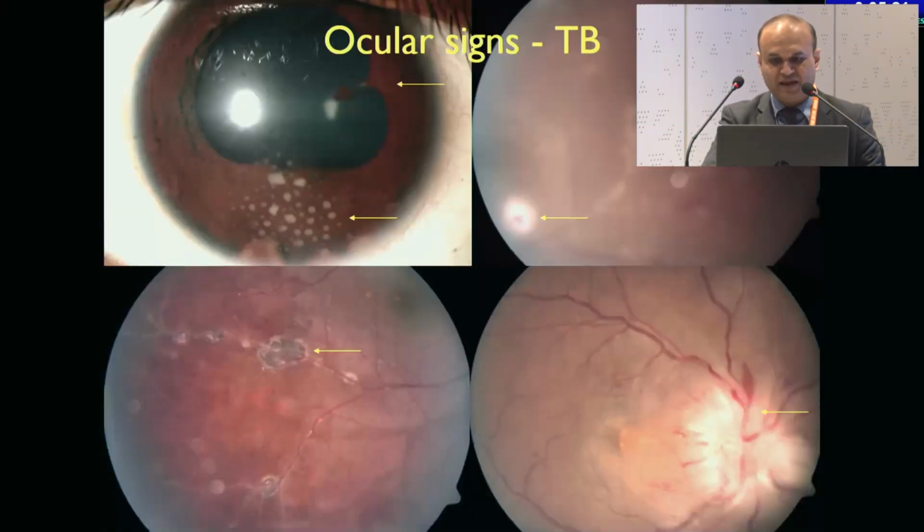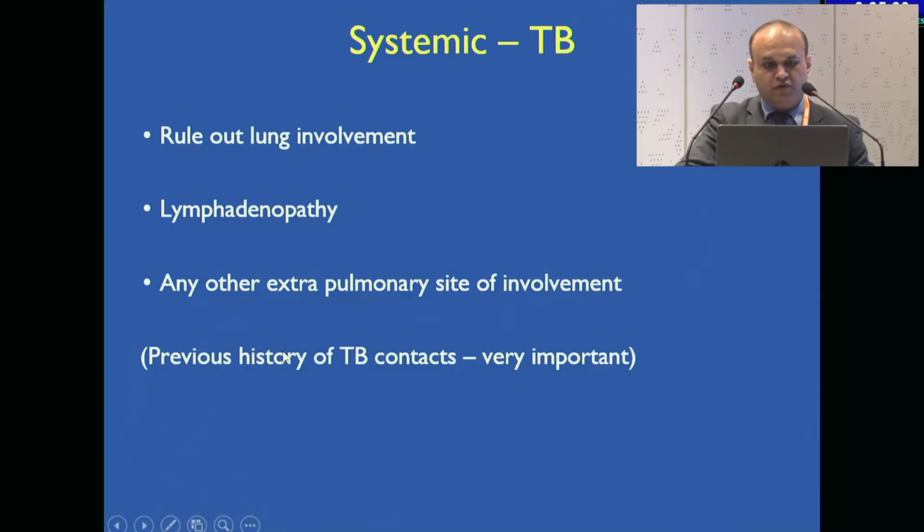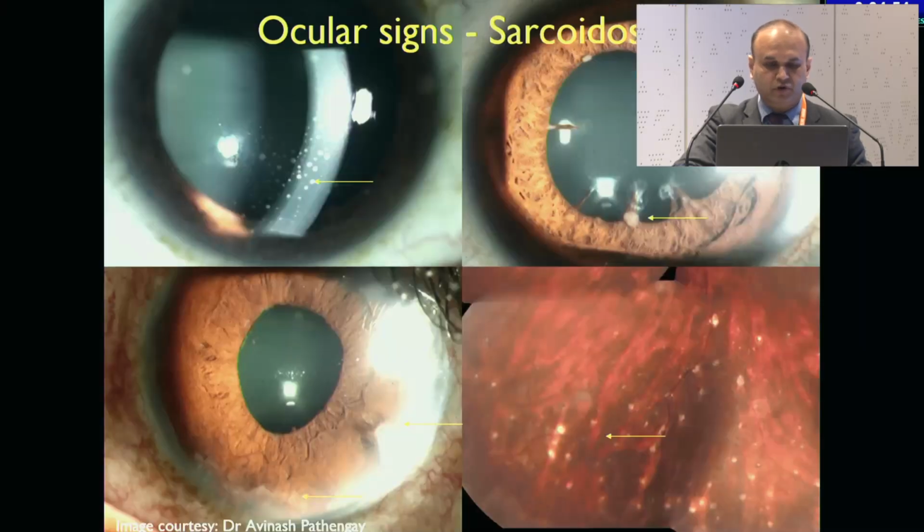So broad-based synechiae, like what you see over here, subvascular CRA patches. The moment you see some of these, and Dr. Kalpana Babu had also shown some of those images earlier, think of TB. So ocular signs which can possibly be a clue to underlying ocular tuberculosis: broad-based synechiae in your patient with vasculitis, and more importantly, subvascular CRA patches. Rule out lung involvement in these cases, check for lymphadenopathy, look for any other site of extrapulmonary involvement over there.